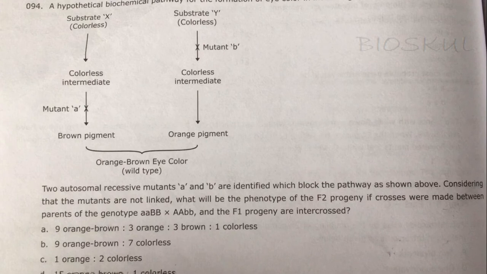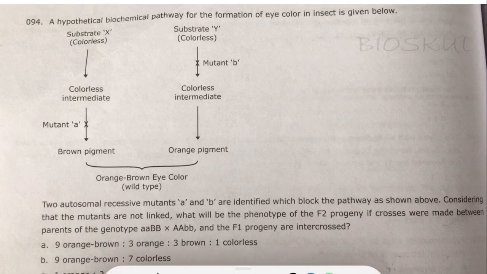By solving the questions, you will get a clear idea about gene interaction. So let's get started. Here is our first question. A hypothetical biochemical pathway for formation of eye color in insects is given below. Okay, let's see the pathway.